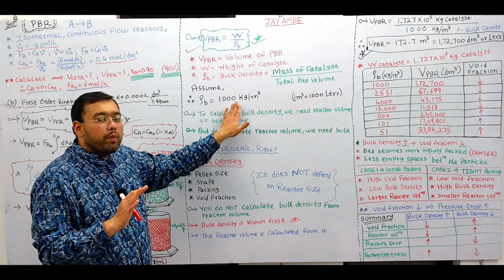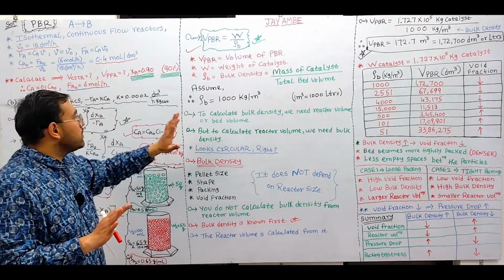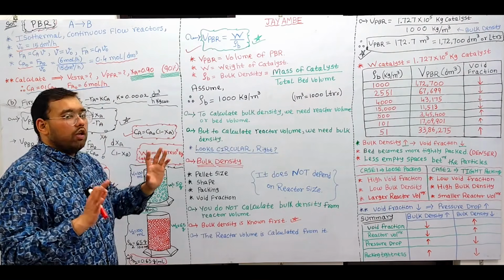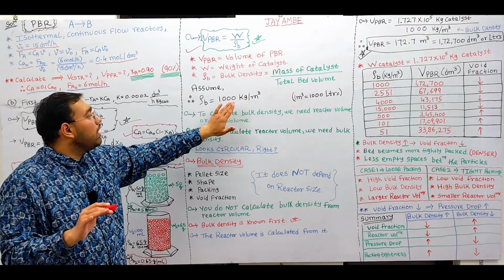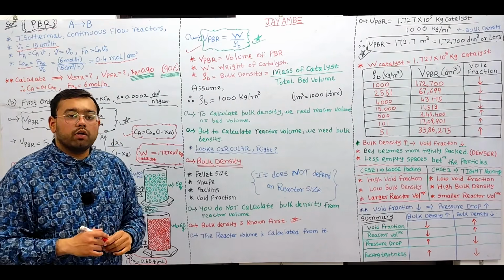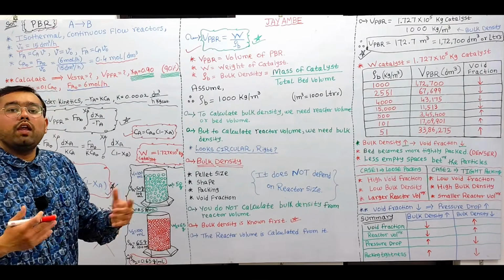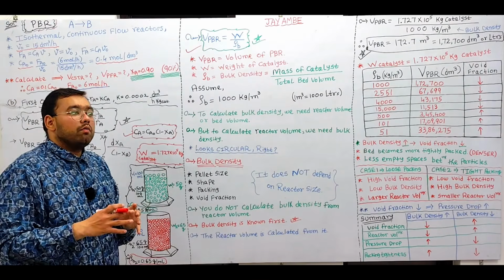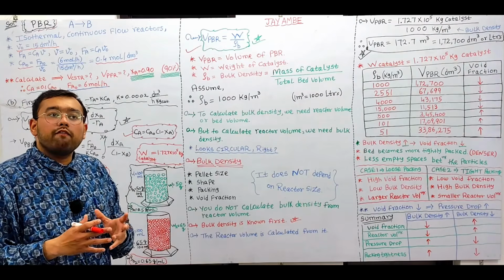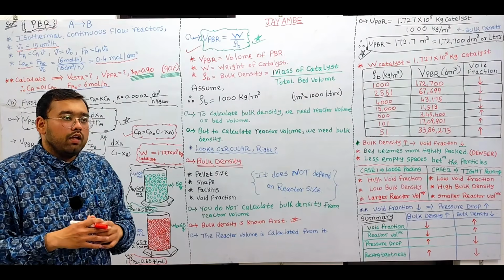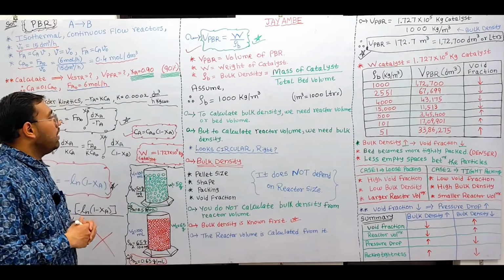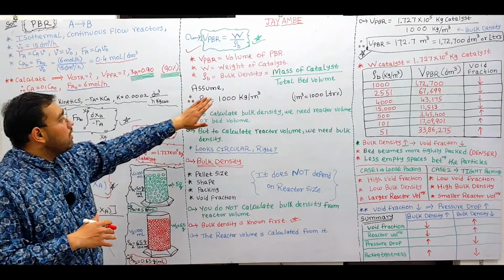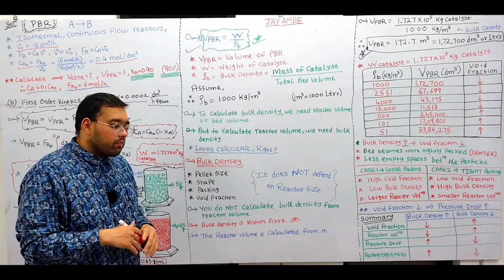Now see, we are assuming this. In order to understand how to design the volume of the packed bed reactor, we are assuming the bulk density to be 1000 kg per meter cube. The bulk density may vary depending upon what type of packing materials we are using. I will make you understand that in a further lecture. I hope you have understood up to here.